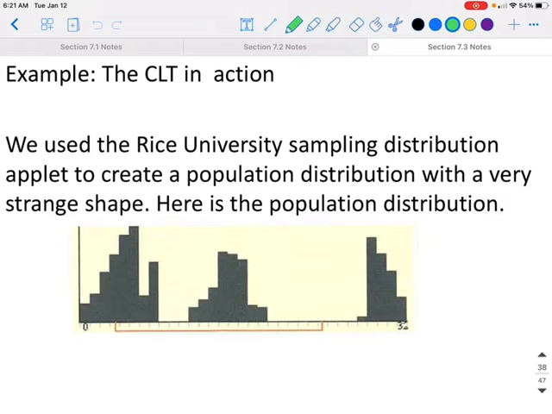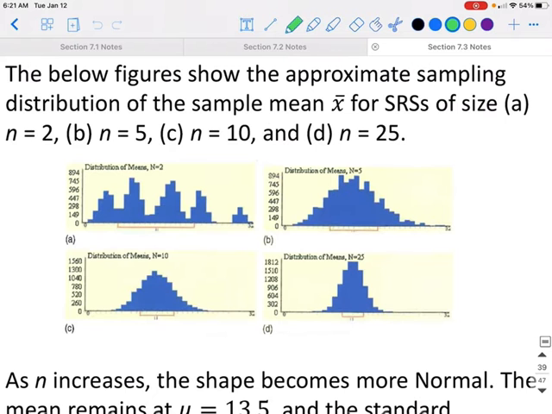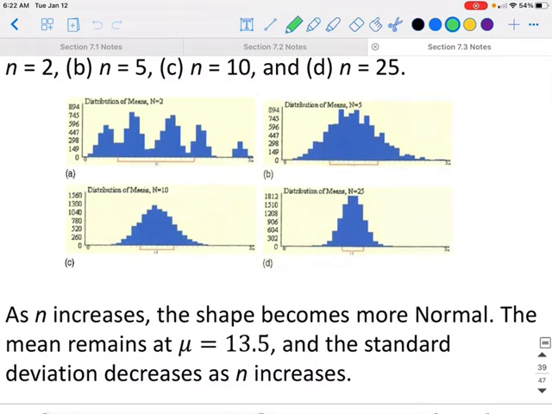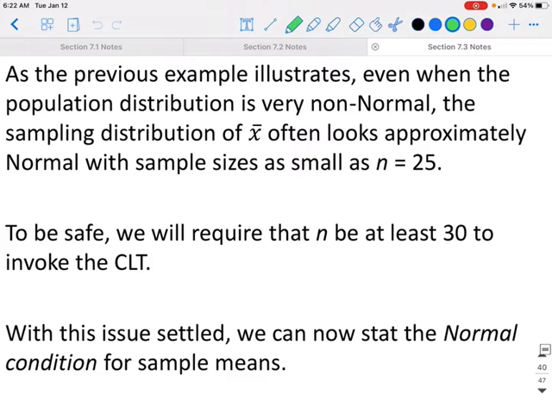We use the Rice University sampling distribution applet to create a population distribution with a very strange shape. So here is the population distribution. Below, the first picture is when we take a sample size of 2. The second one is a sample size of 5. The third one is a sample size of 10, and the fourth one is a sample size of 25. As you can see, as n increases, the shape becomes more normal. The mean remains at mu equals 13.5, and the standard deviation decreases as n increases.